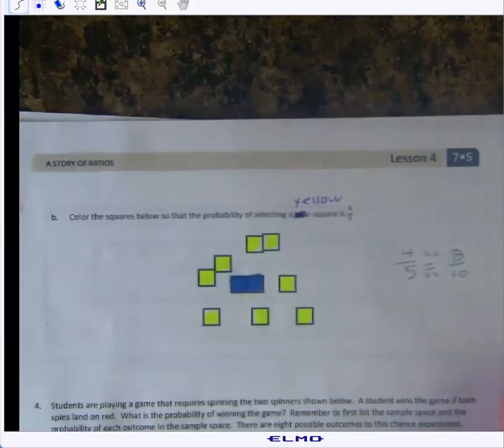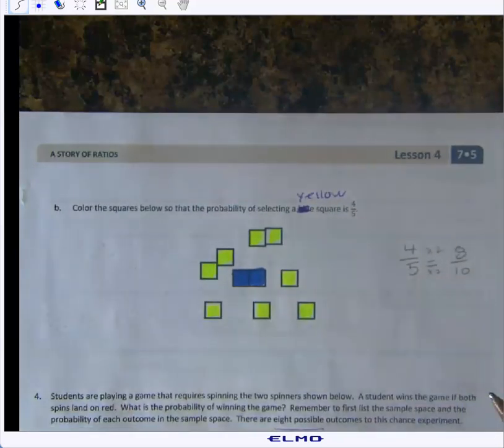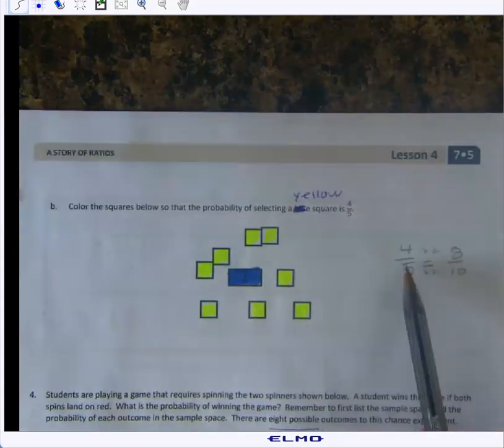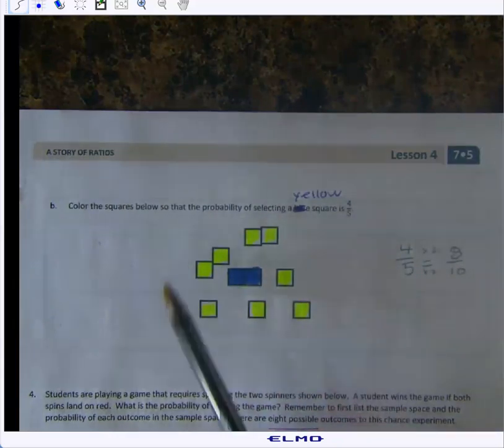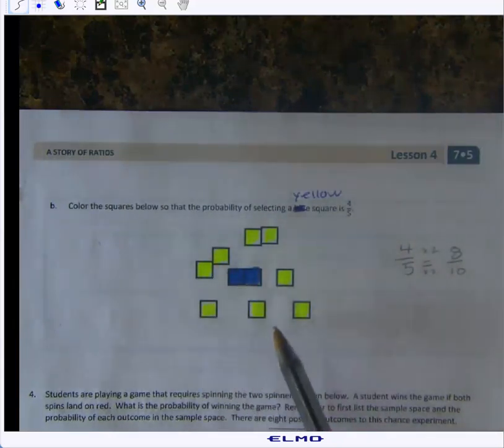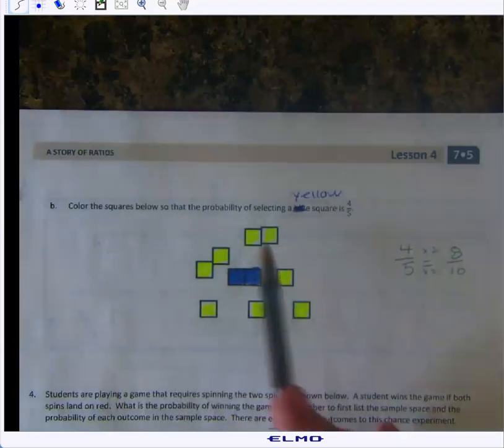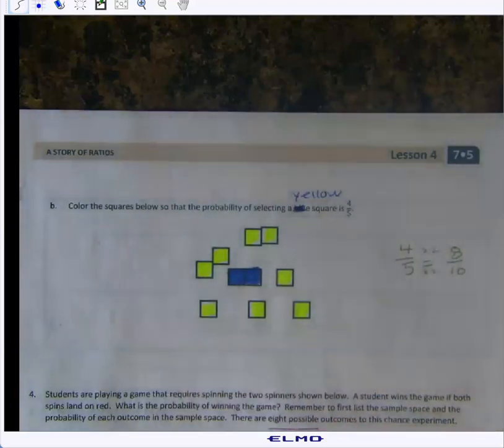So how I did that was I knew that I wanted my probability of my yellow to be 4/5. So I looked at the total number of outcomes. There are, or you know, the total. I could pick 10 different squares. Basically, is what I'm saying.